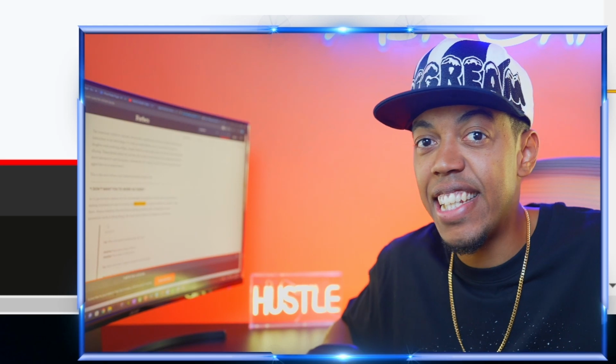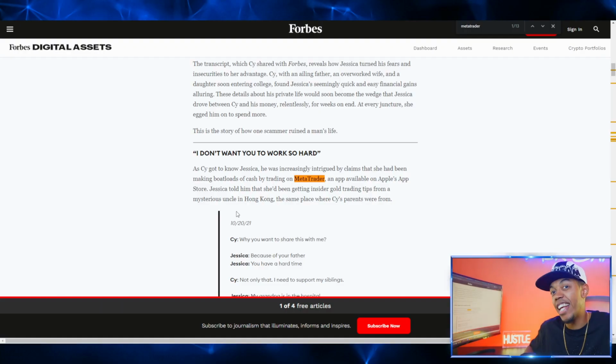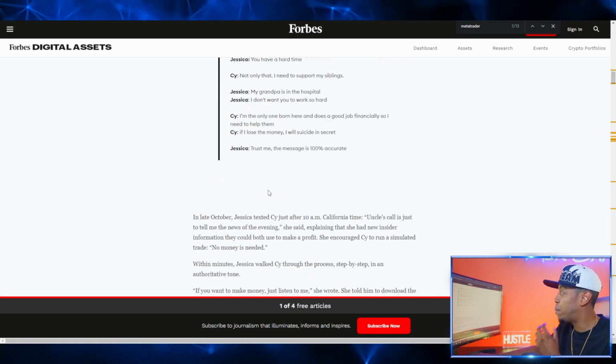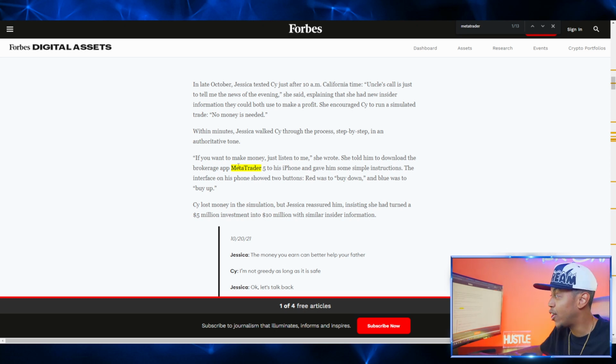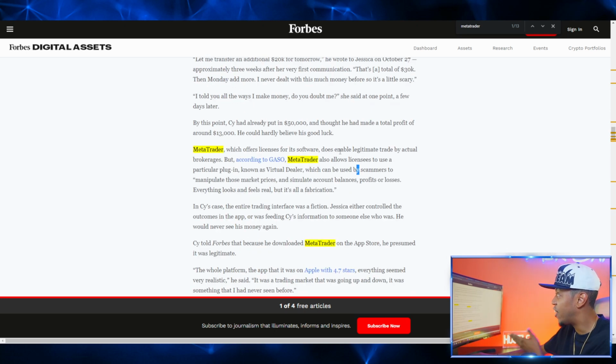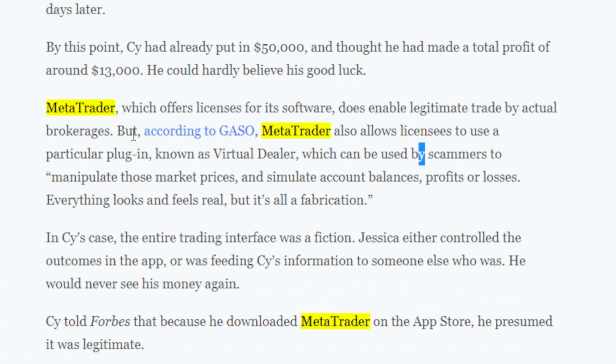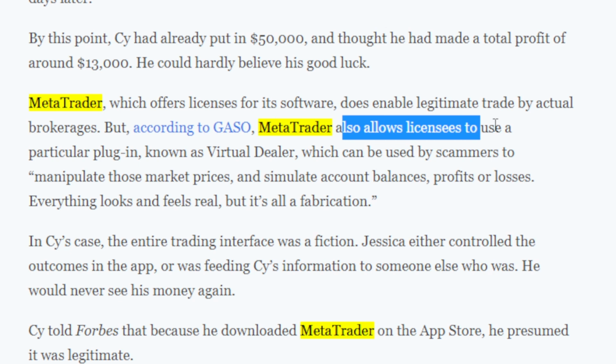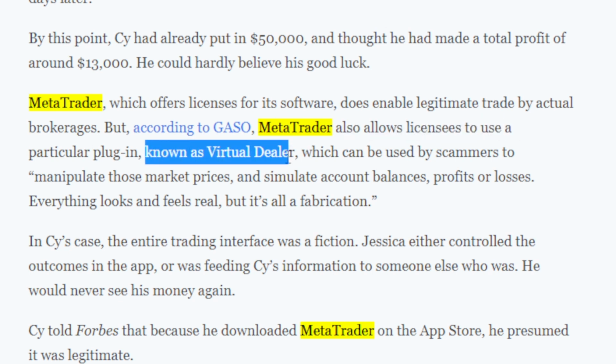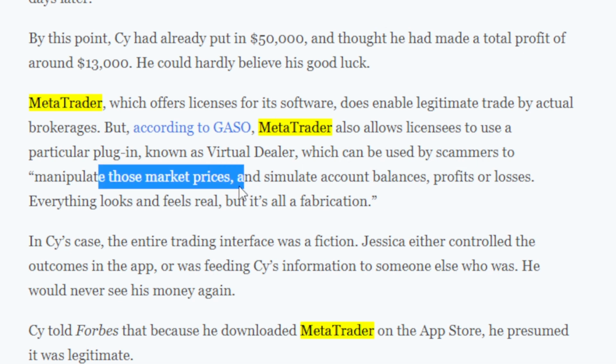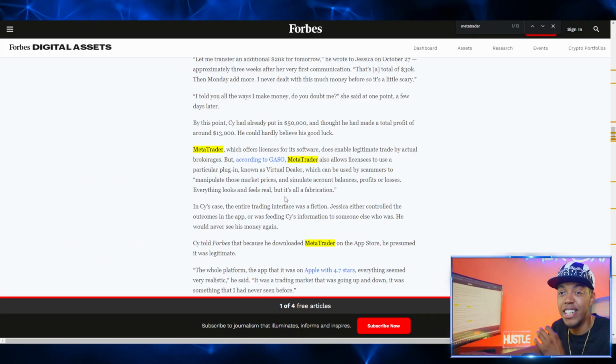Now, the crazy thing is, it's not anything to do with MetaTrader itself. This actually has something to do with a specific plugin that allows the scam artist to manipulate what the actual person is seeing. So what ended up happening was this person, Jessica, has been using something that MetaTrader allows. MetaTrader, which obviously does enable legitimate trade by actual brokerages, right? MetaTrader also allows licenses to use a particular plugin known as Virtual Dealer, which can be used by scammers to manipulate those market prices and simulate account balances, profit or losses. Everything looks and feels real, but it's all fabricated.